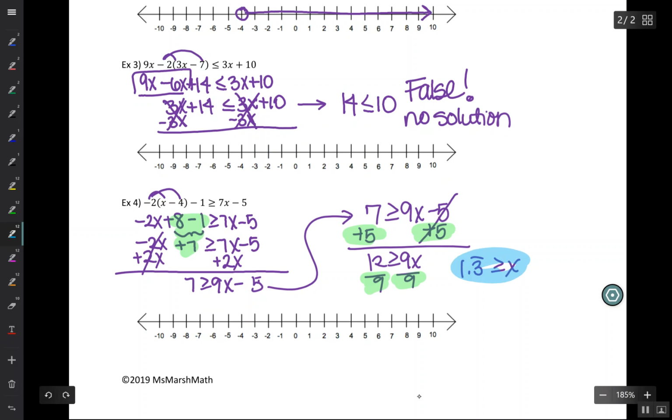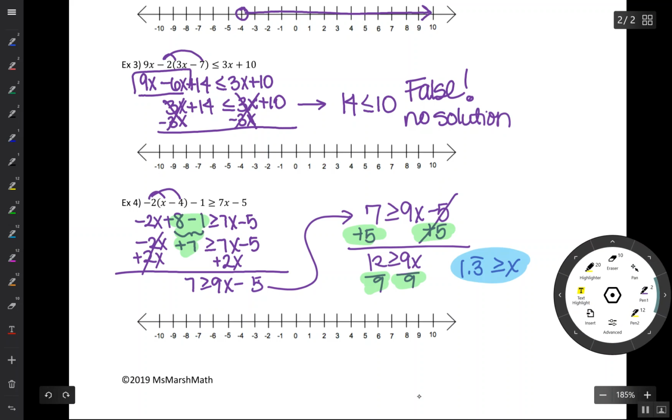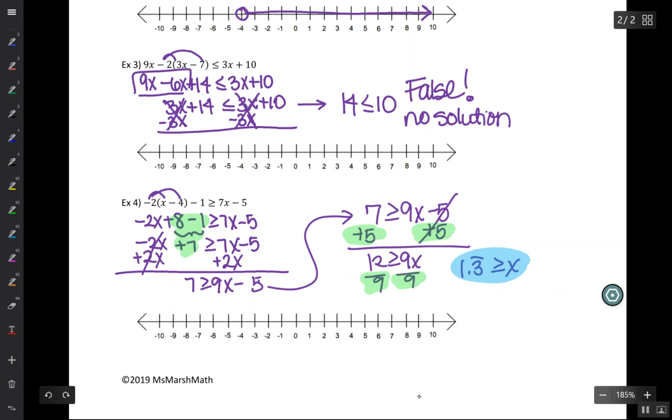Now, my answer over here is not written like I'm used to seeing it. I'm used to seeing the x on the left. So I can put the x on the left and the 1.3 on the right, except I have to switch this sign. Okay, so to graph this one, I'm going to find 1.3, which is like somewhere around here. Put a nice solid dot, and I'm going to go less than. And there we go. That's the end.